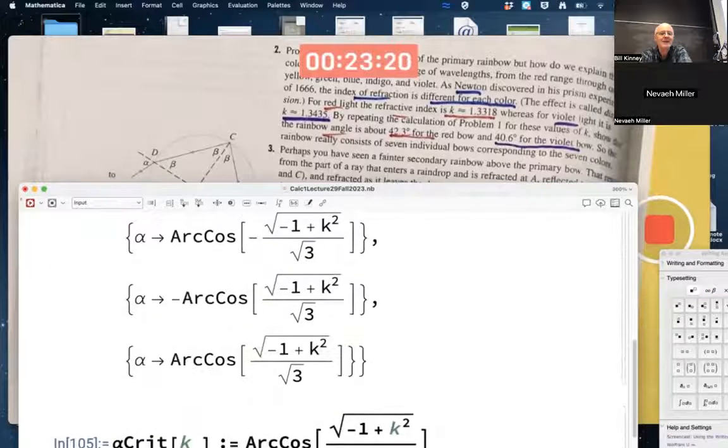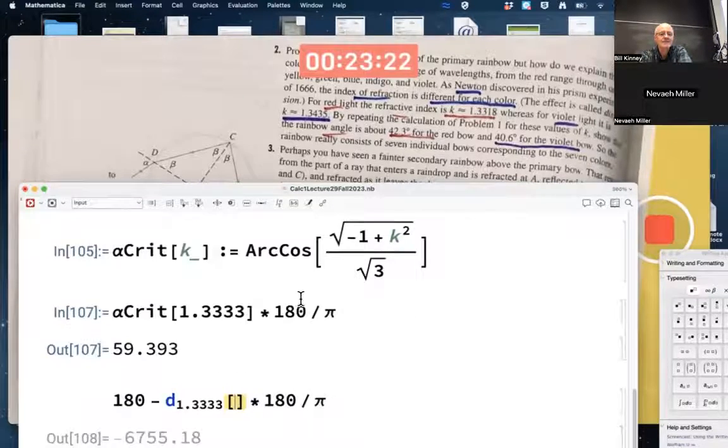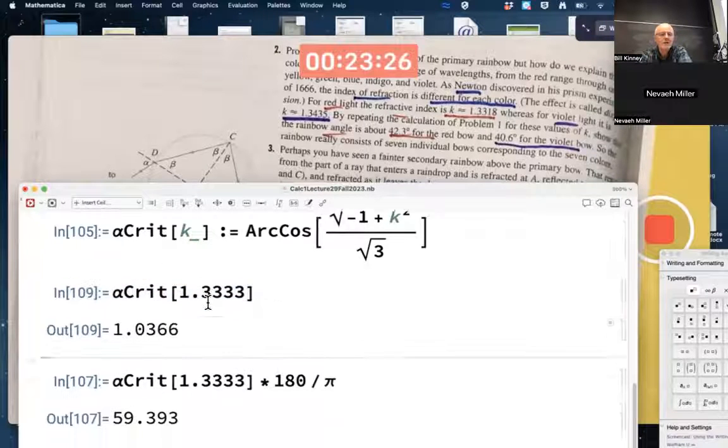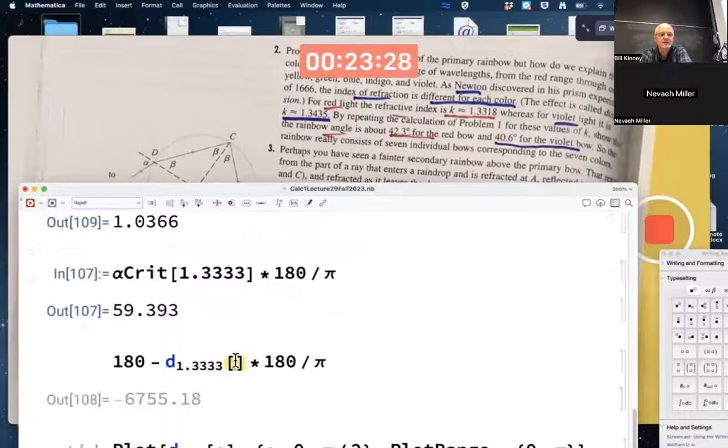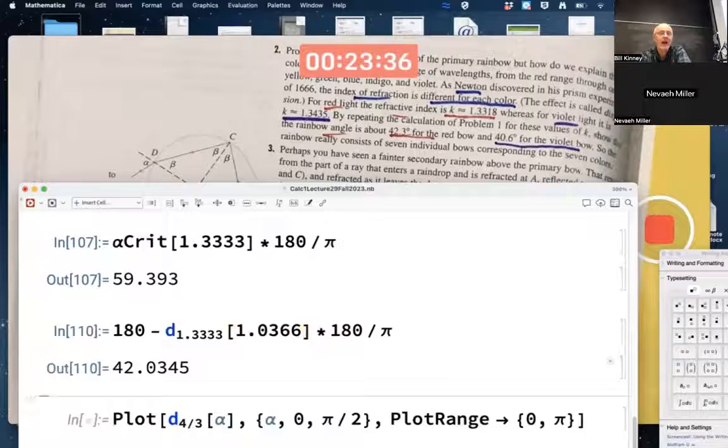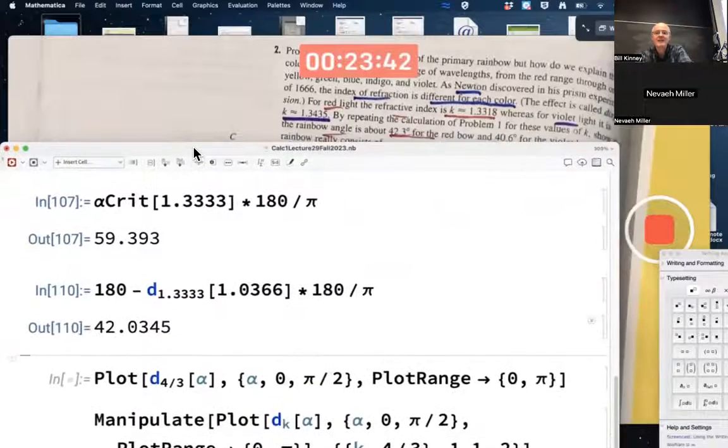Let's see. What was it in radians? 1.0366. So this should be close to, what was it? I forgot, 42 degrees? Yeah. That's the rainbow angle when you use K equals 4/3. Now let's do the other ones.